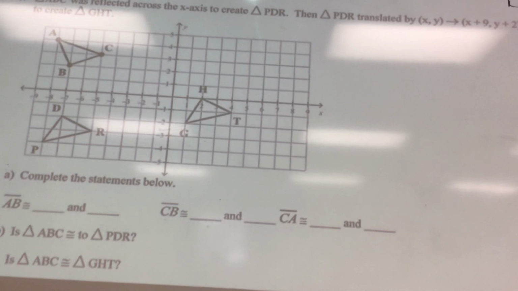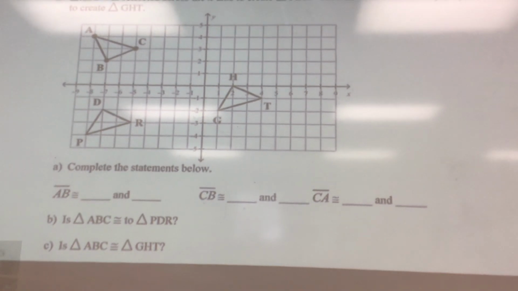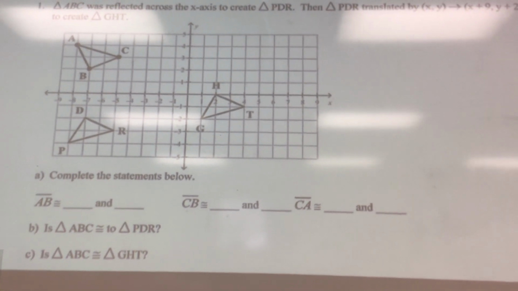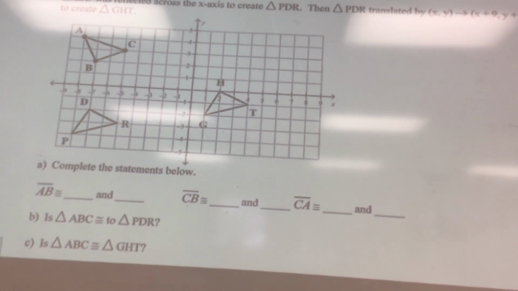Okay, so we've been working with transformations: reflections, rotations, and translations. Now we're going to look at individual pieces of the figures. Number one says triangle ABC was reflected across the x-axis to create triangle PDR. Then triangle PDR was translated by taking the pre-image and changing it by x plus 9, y plus 2 to create triangle GHT.